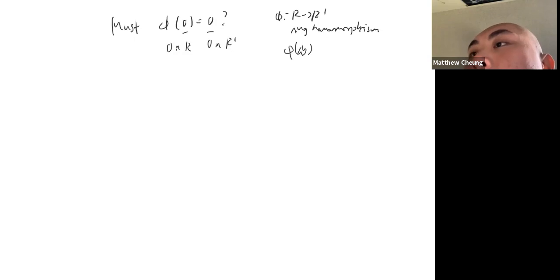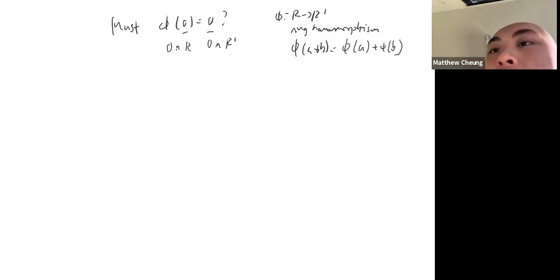Phi of A plus B is phi of A plus phi of B. So the first case would be if R was just 0, right? If the ring was just the zero set, then just the element 0, then you're done. So basically, you choose a non-zero element, right? Or if you like, you just choose 0 if you want.